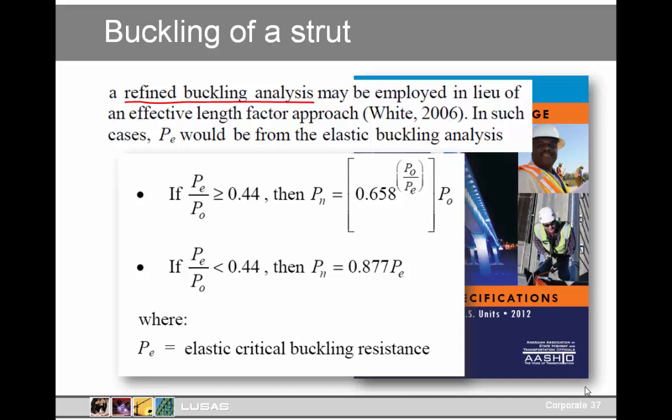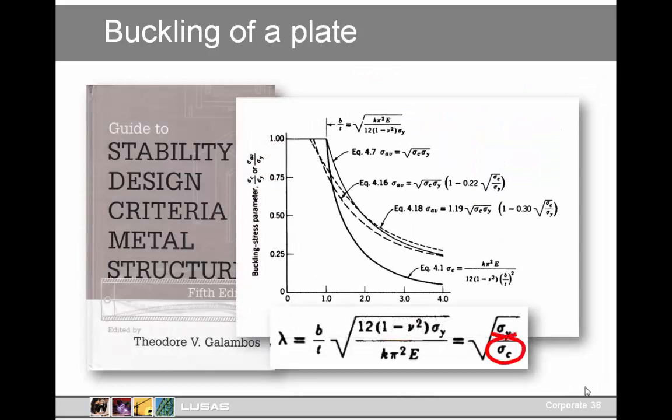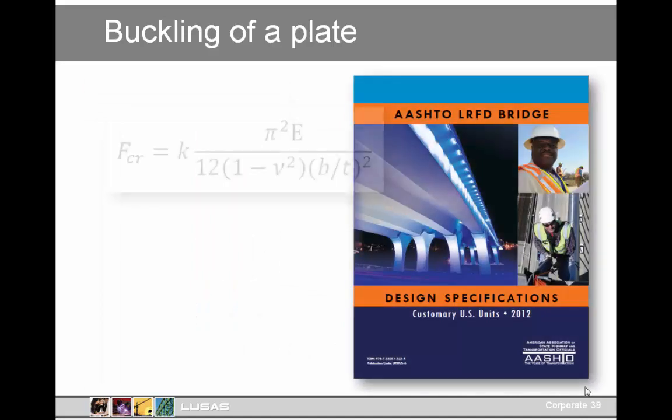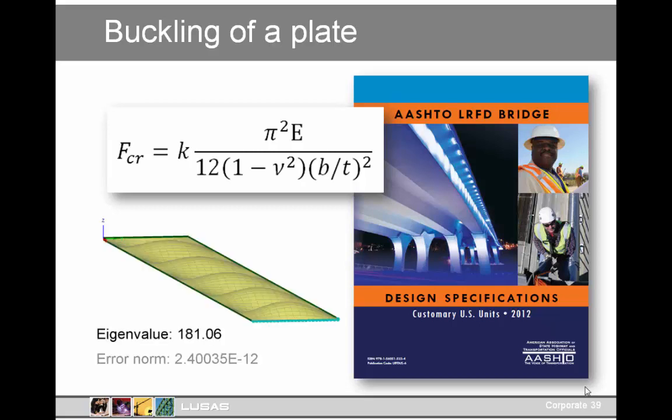The principle is the same for long plates in compression. The slenderness is again defined in terms of the elastic buckling stress. AASHTO gives a general expression for elastic buckling stress of a plate, where K is a coefficient which is a function of load and support conditions. Values of K may be obtained from textbooks for a limited number of conditions, or alternatively, the elastic buckling stress may be obtained using an eigenvalue buckling analysis.